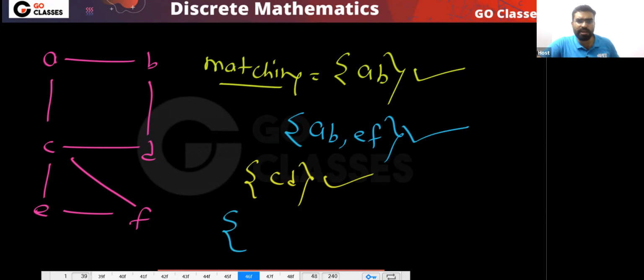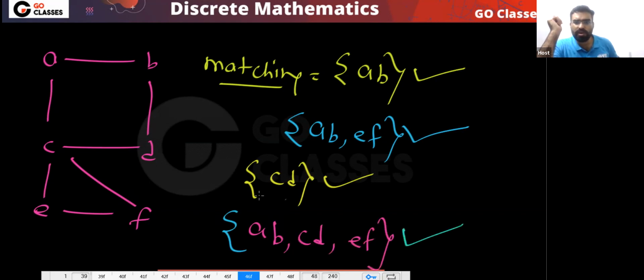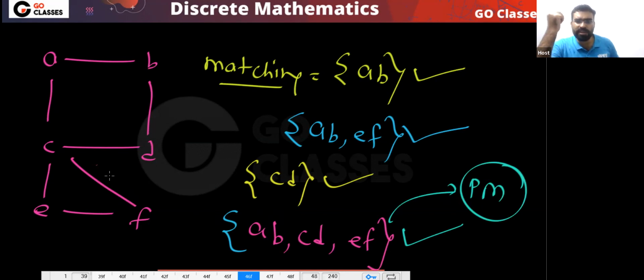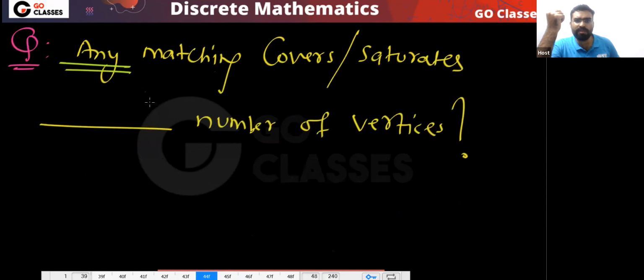So how many vertices will be covered by any matching? What is the largest matching you can create here? You can create AB, CD, EF. So this is your largest matching, and this is your perfect matching also. So is this clear to everyone, how many vertices a matching will cover? It will cover an even number of vertices, whatever matching you take.